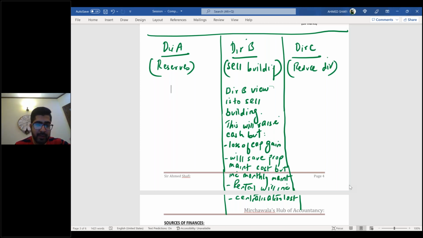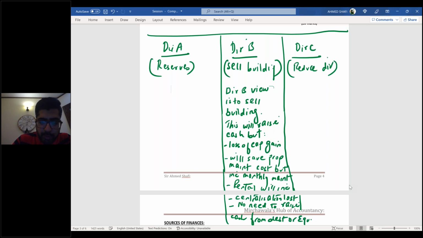Sir, all the views we have written are against this. There is no compulsion that you need to write a view in favor. My view is that his proposal doesn't seem good because the anti points are more. Still, if you want, you can write a favorable point as well. What is the favorable point? There is no need to raise cash from debt or equity. Obviously, you have your own property, you are selling that to raise cash for this investment. That means you don't have dependency to raise cash from somewhere else. So see, I have written 5 points with respect to Director B.